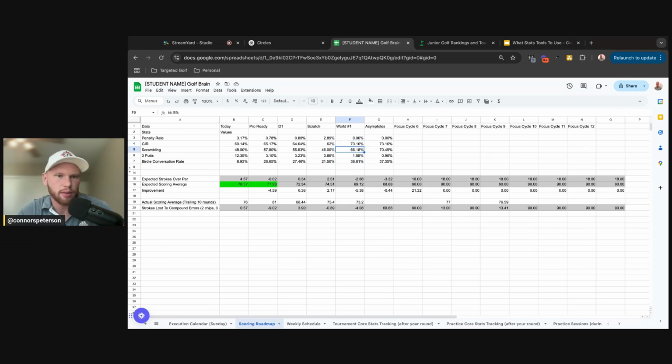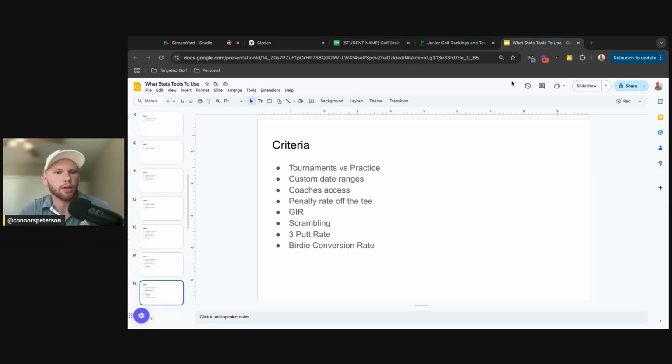Greens in regulation, 73%, scrambling, 66%, 3-putt, essentially 2%, birdie conversion rate, roughly 37%. He should shoot on average just a little bit worse than 3 over, which is pretty much what he shoots. And so again, we want to be using these numbers to predict what we're going to shoot so we can make decisions. Now, once we've got this information, we need a few drill down metrics.